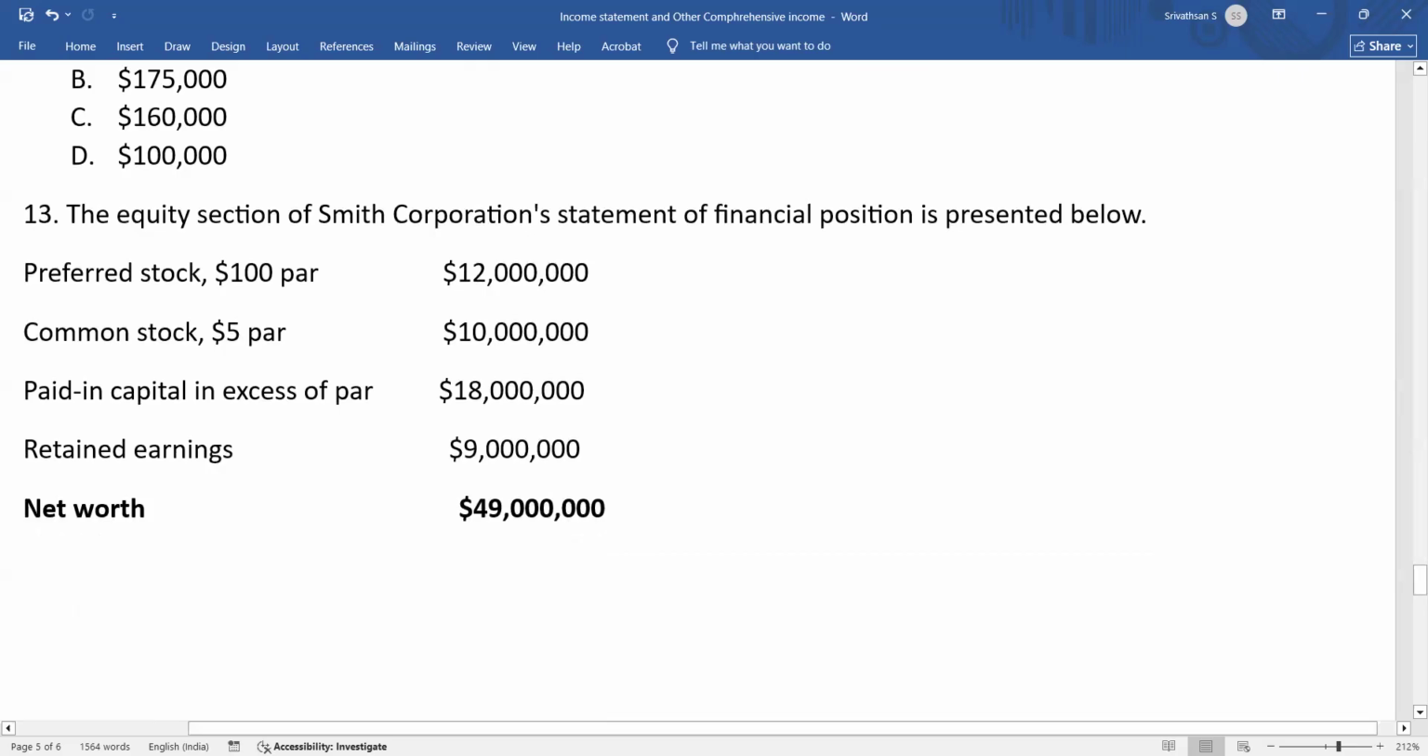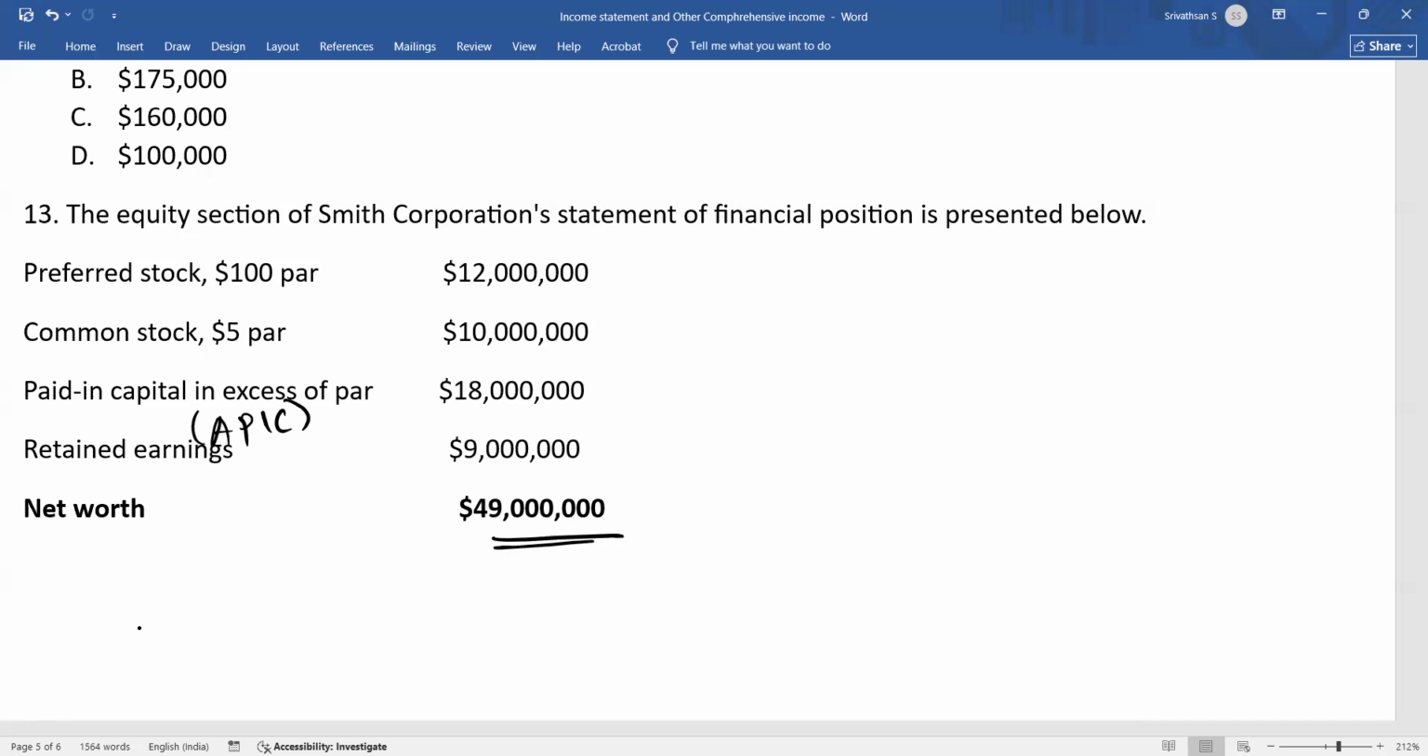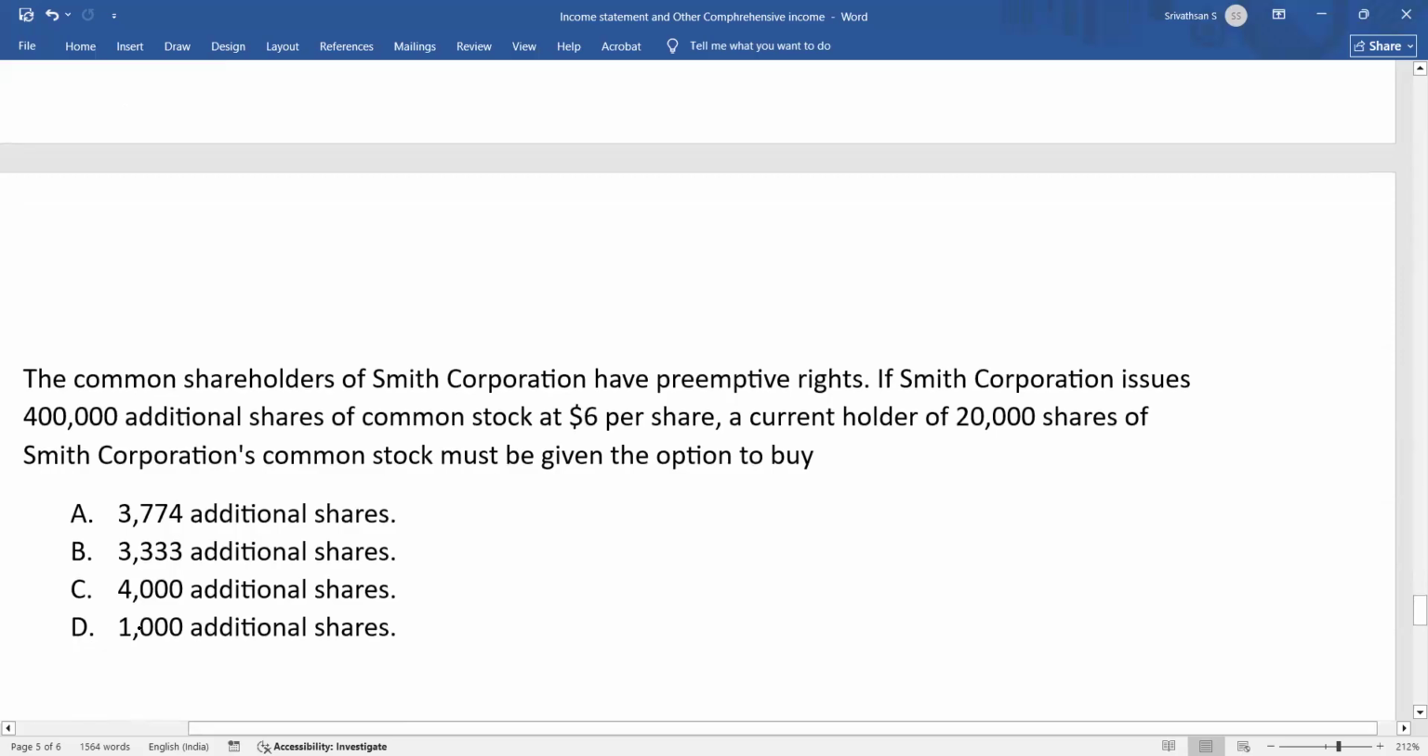13th question. The equity section of Smith Corporation's statement of financial position is presented below. They have preferred stock of 12 lakh, equity or common stock of 10 million, and paid in capital in excess of par. This is nothing but additional paid in capital. That is 18 million. Retained earnings is 9 million. Net worth is nothing but the total equity, 49 million. The common shareholders of Smith Corporation have preemptive rights. What is preemptive rights? We will discuss that while solving the question.